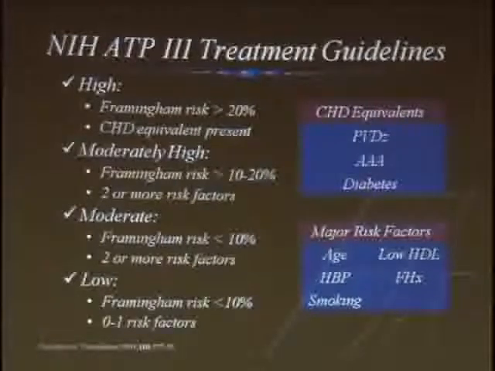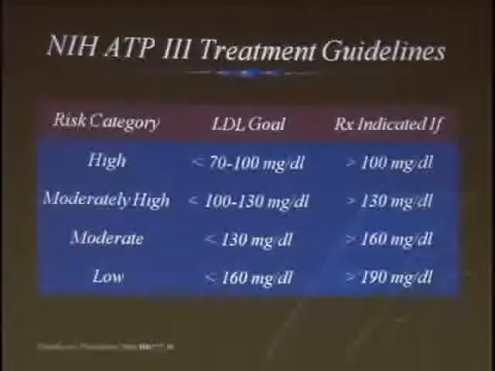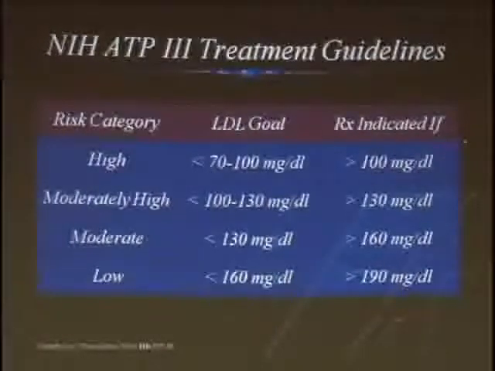Okay, then what do you do with this information? So I've done my calculator. Now I look at the treatment guidelines, and the treatment guidelines basically tell you what you should be doing with your LDL treatment. Okay, so right here, you figure out their high risk. Their LDL goal should be between 70 and 100 milligrams per deciliter, LDL cholesterol. If they're above 100, those patients need to be treated.